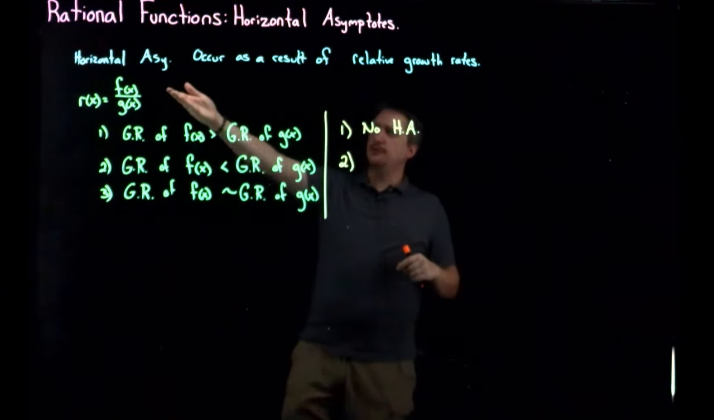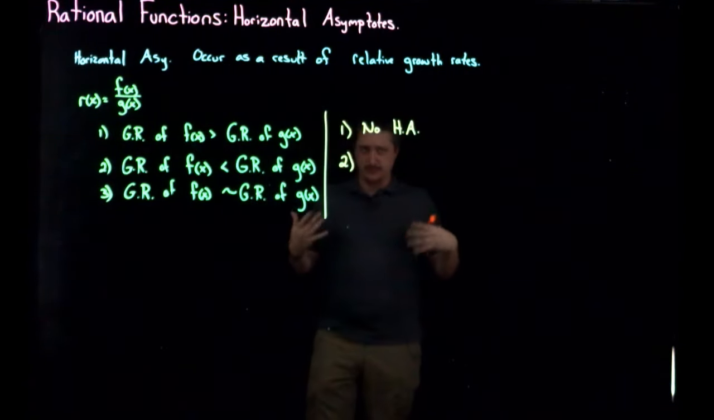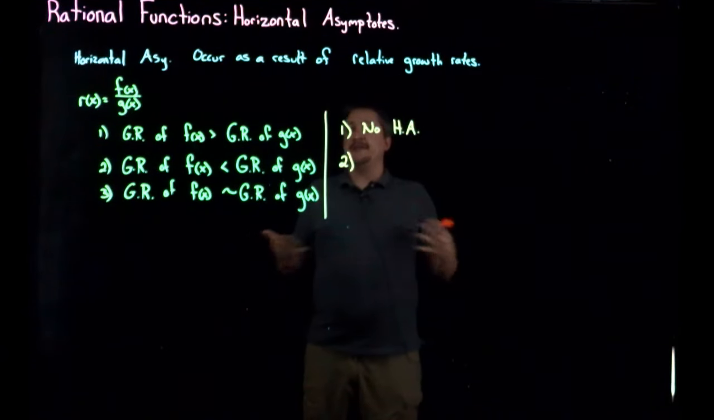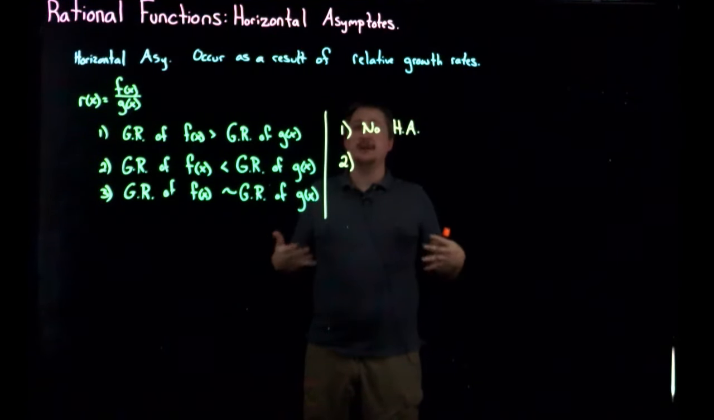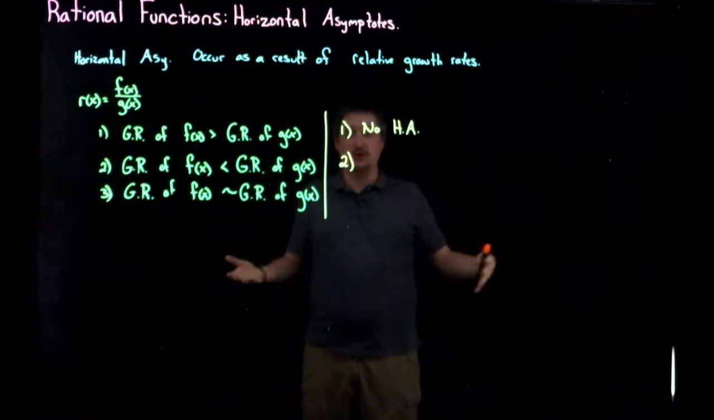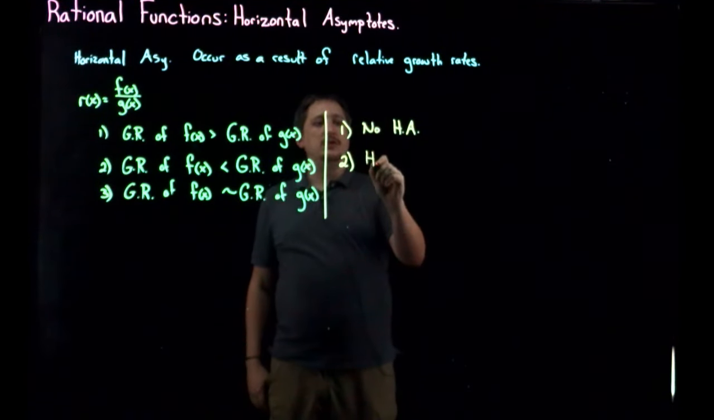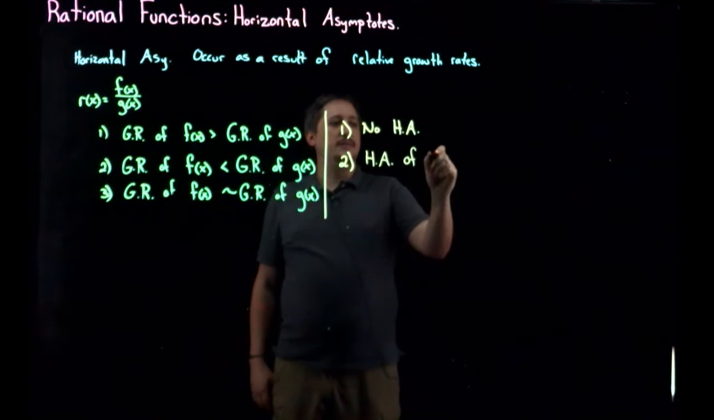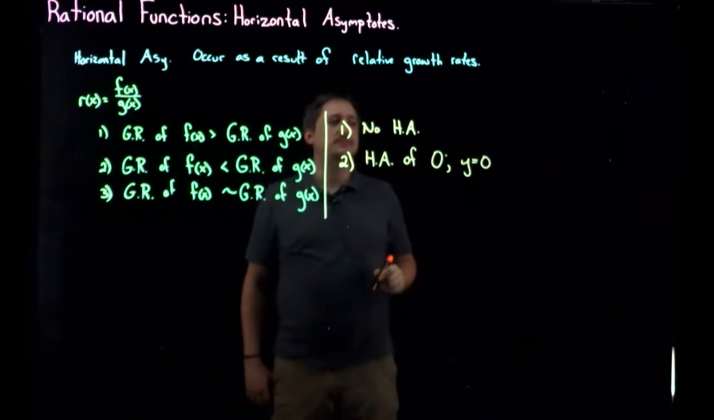Now, if the growth rate of the top is smaller than the growth rate of the bottom, much slower growth rate, and the bottom is getting big really quick compared to the top, that means you are dividing by a much larger number, which means your overall thing is getting crunched down because you're dividing it by some larger and larger number compared to the top. And so this means that you have some horizontal asymptote, and specifically, the horizontal asymptote is 0. So in equation form, you'd say y equals 0.